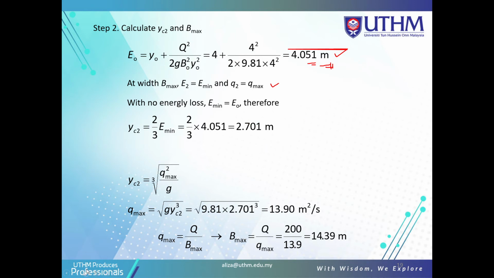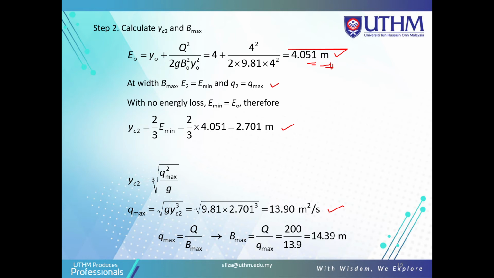Okay, so this is the step by step to get the Y critical at 2 and the B maximum. After you get the YC2 here, you get the Q maximum using this formula. The Q maximum is 13.90 meter cube per second, sorry, meter squared per second.